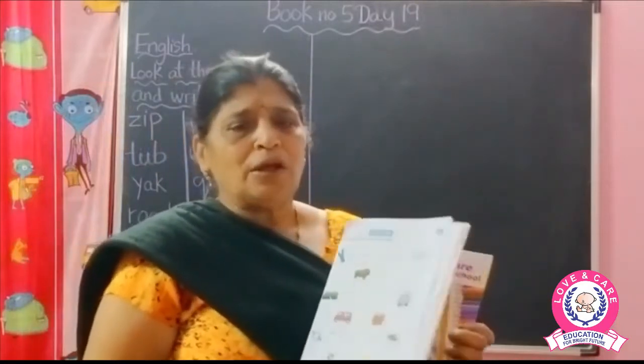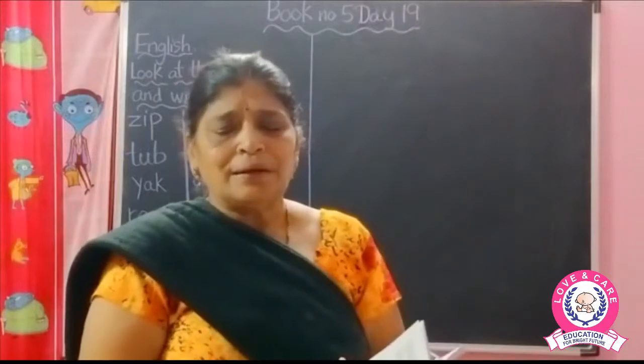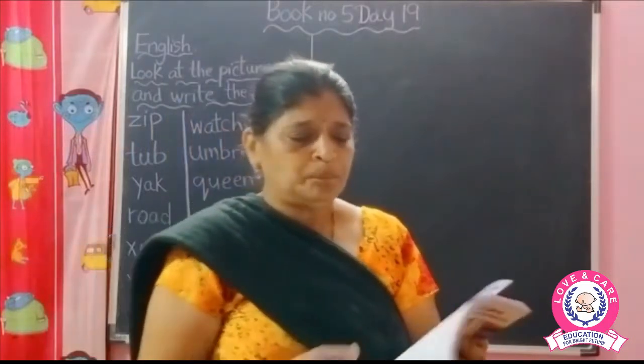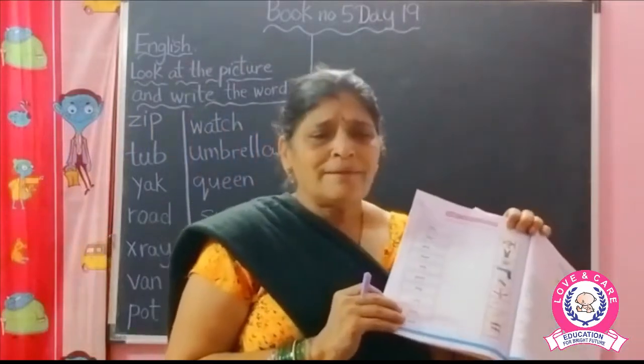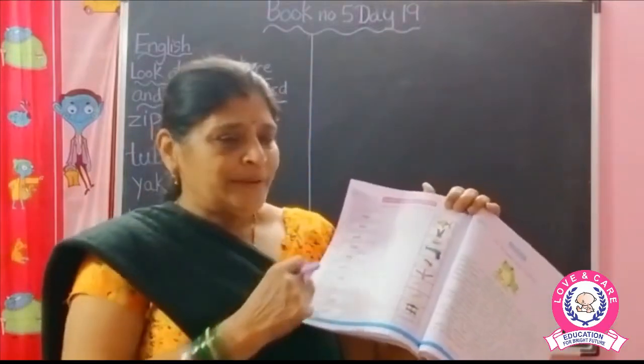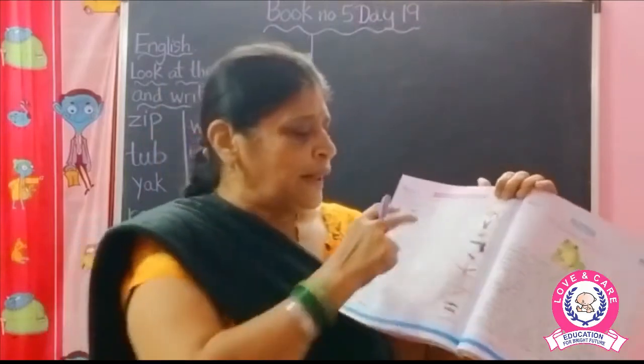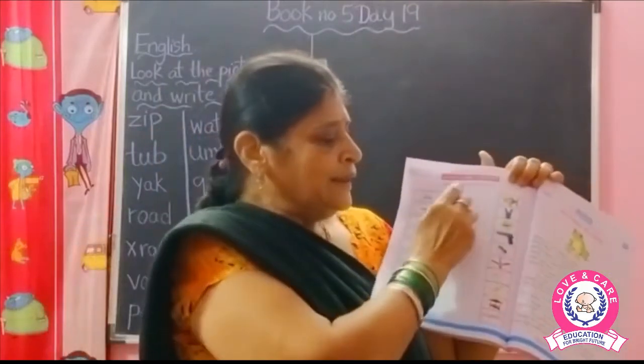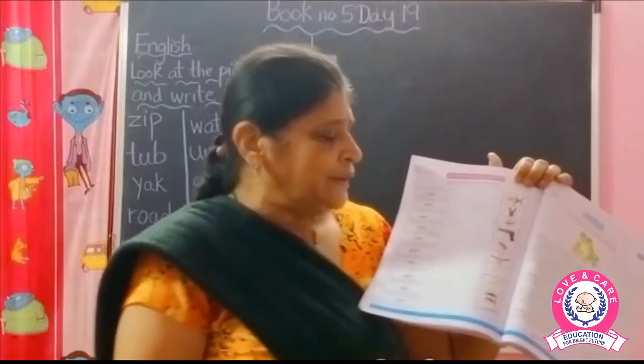So I have done it on the blackboard. You can see the spellings on the blackboard. Now again here is a worksheet. You have to match the pictures with the letter. आपको letters read करने और pictures के साथ match करने हैं. H-A-T, hat. See, here is the hat. You have to match it here.